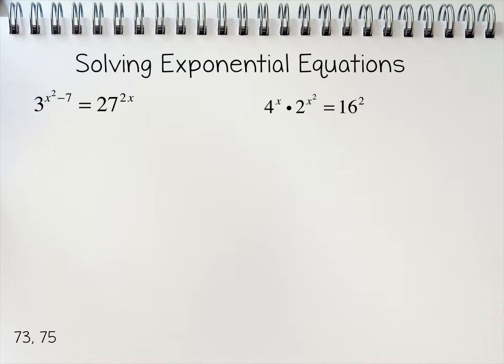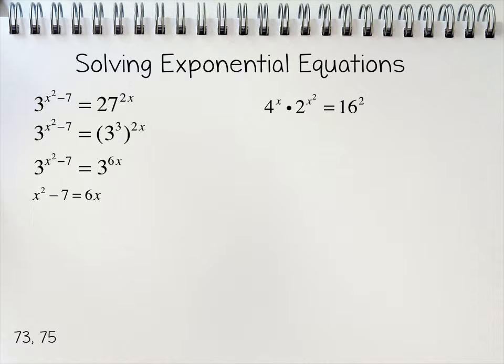We'll solve 2 more examples. 27 can be written as 3 to the third power. Now let's apply the power of a power rule. 3 times 2/2 is 6/2. We'll set our exponents equal.